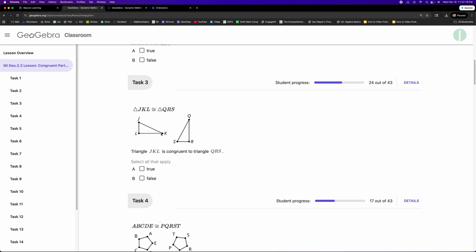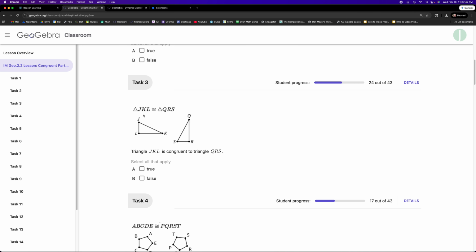K is the super pointy part, so which part would that be? That would be Q over here. Okay, so K has to match up with Q, and L, which is like an L-shaped right angle, looks like a right angle, but that's just my opinion. That looks like R, because R is kind of a right angle shape too. So L should match up with R.